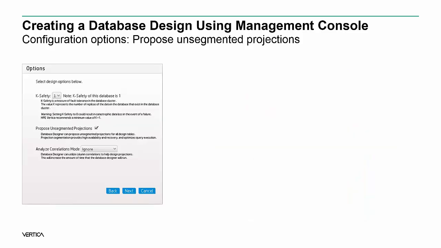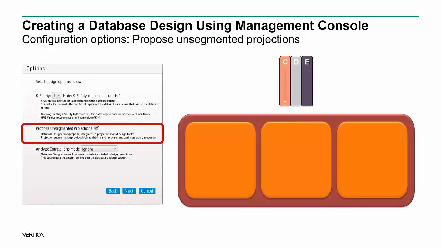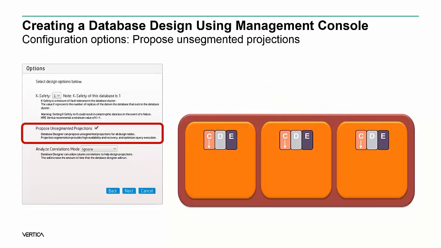The second available configuration option is the ability to propose unsegmented projections. If you have projections that contain a large amount of data, Vertica will segment the data in those projections and evenly distribute it across the cluster. But if your projection only has a small amount of data, segmenting it may lead to a performance hit because so little data is returned for the resources consumed on each node.